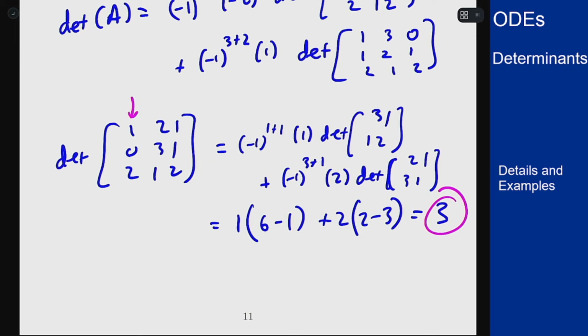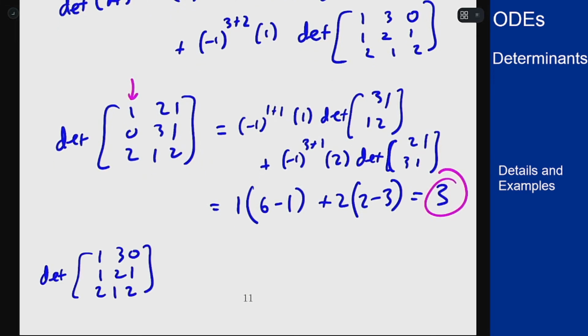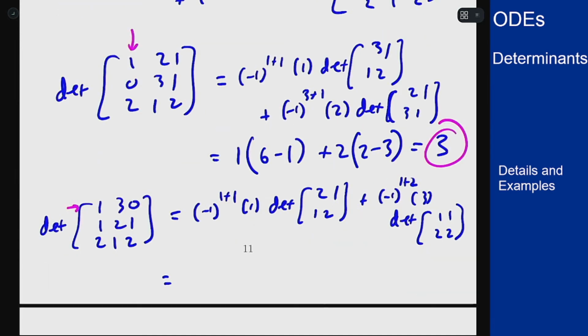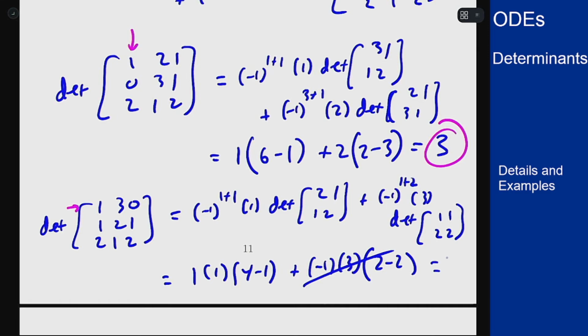And then our second subdeterminant here, I'm going to expand along row 1 for this one because there's a 0 at the end there. I get (-1)^(1+1) times the determinant of [2, 1; 1, 2], and then plus (-1)^(1+2) times 3 times the determinant of [1, 1; 2, 2]. So I get 1 times (4 minus 1), and then plus a -1 times a 3 times (2 minus 2). So that's all 0. Meaning this is another 3.